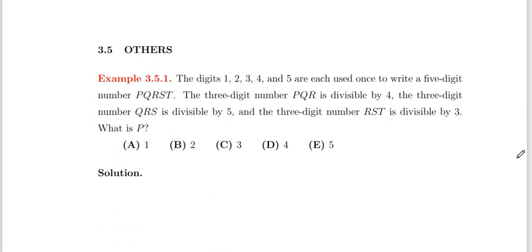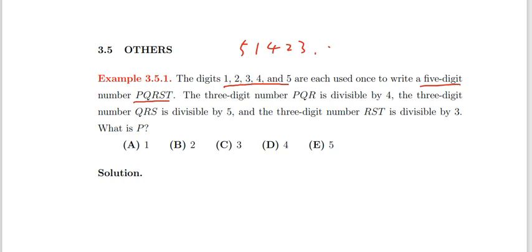Now let's check some other problems. Okay. So for this problem, it says we have a 5-digit number made from those 5 digits. So let's say it could be like 5, 1, 4, 2, 3, like those numbers. So we have many of those numbers. So we want to find such a number that satisfies these conditions.